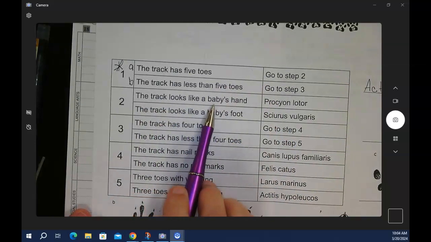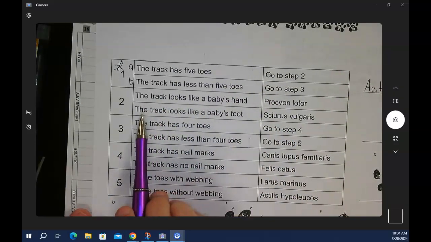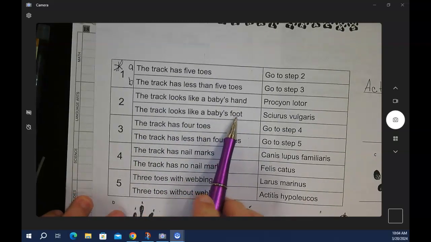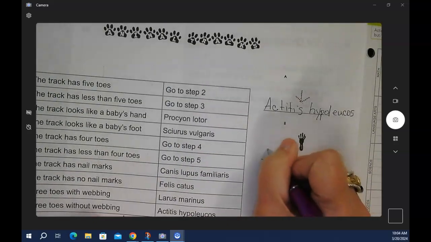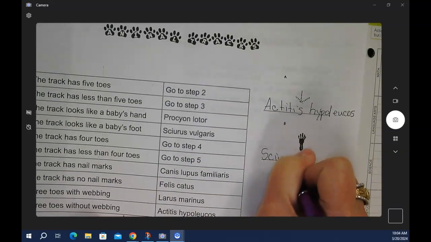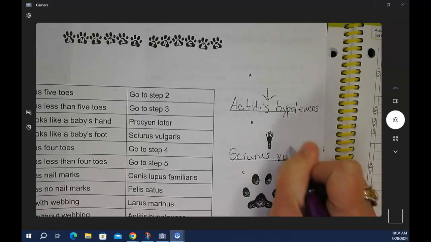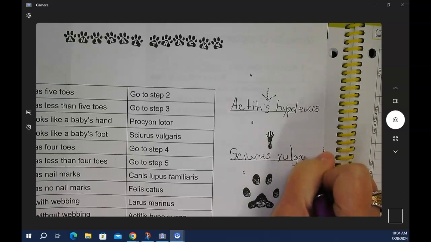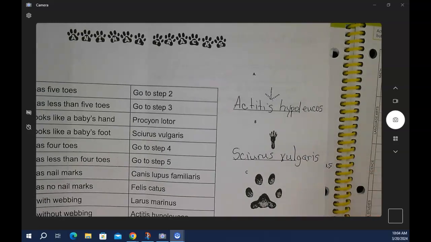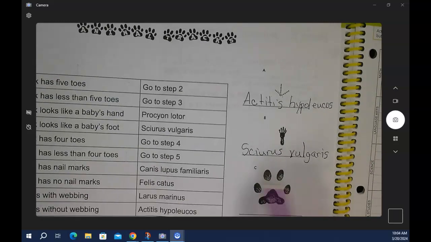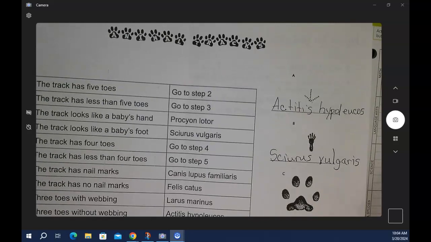The track looks like a baby's hand. That's no. The track looks like a baby's foot. That's a yes. And then I have my name. Again, the genus is capitalized and the species is not. They'll also, a lot of times, if this is typed, write these in italics, or when I was a kid, I called them slanted letters. But that's the scientific name.